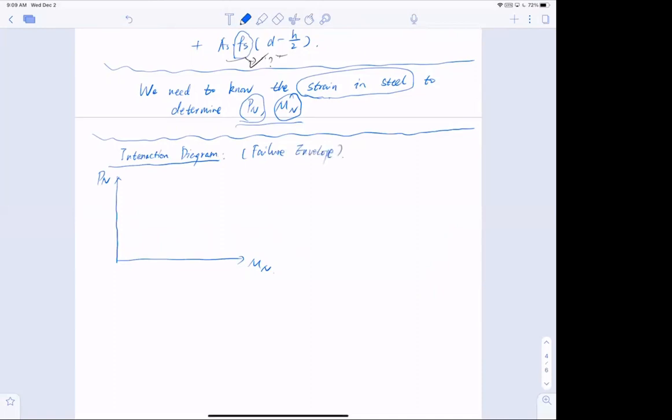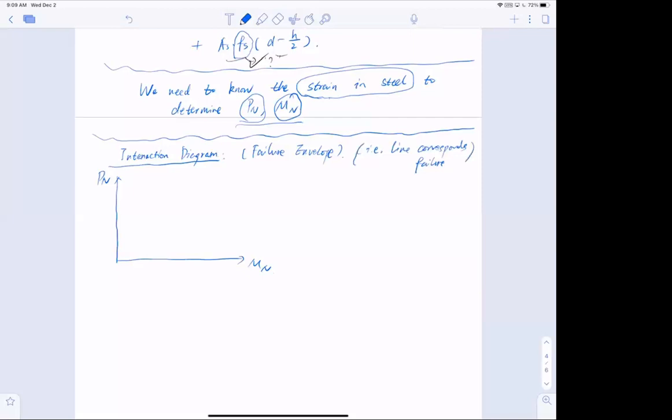Another term. What does it mean by failure envelope? It means that I'm trying to find a line that corresponds to failure. That means I want to find the dots that connect the line, and these dots represent the failure state, right at the failure.